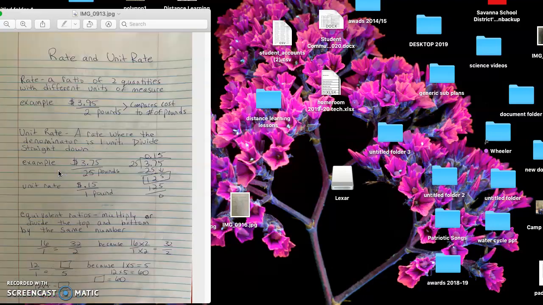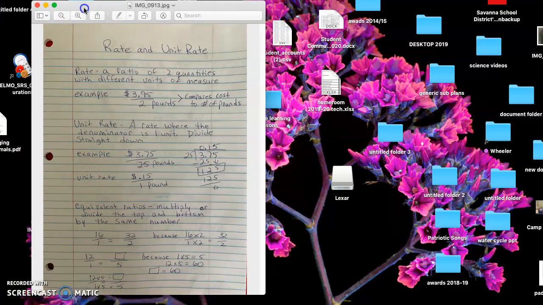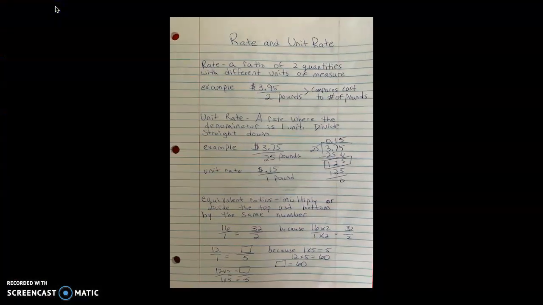Good morning. Today's lesson is about rates and unit rate. Okay, a rate is a ratio of two quantities with different units of measure. So yesterday we learned that a ratio is comparing two quantities through division. Today, a rate is a special kind of ratio.